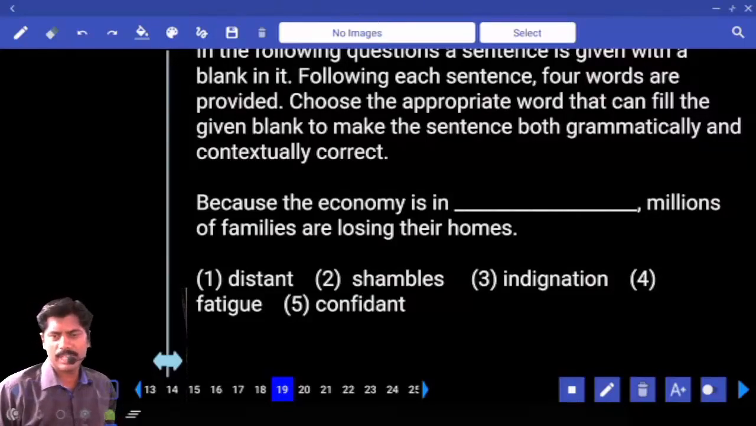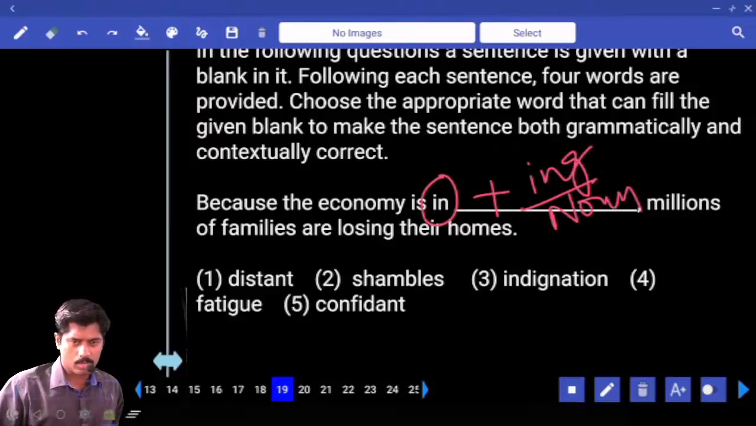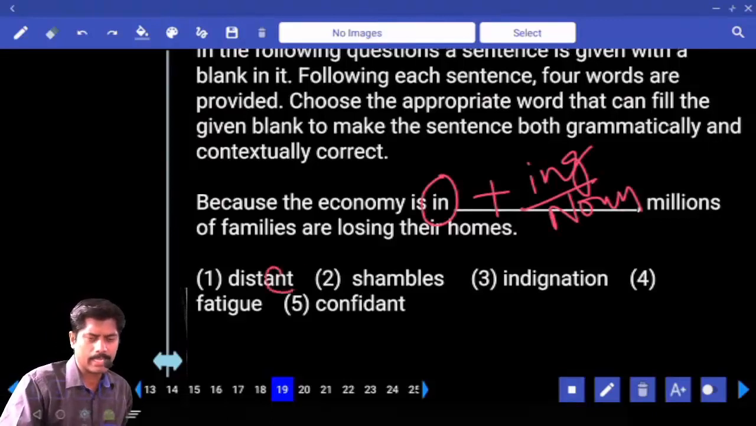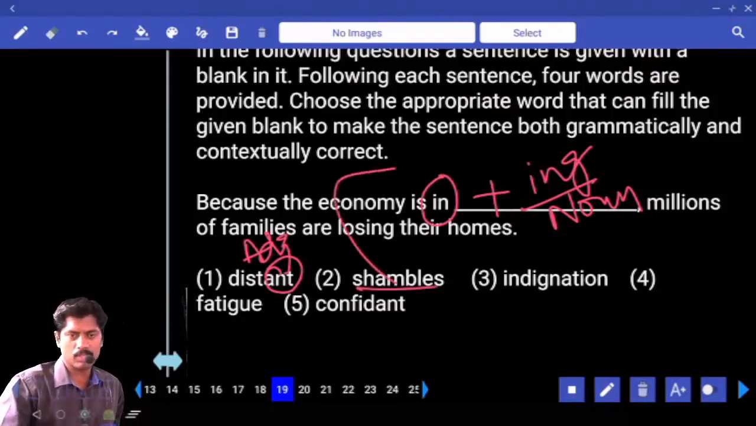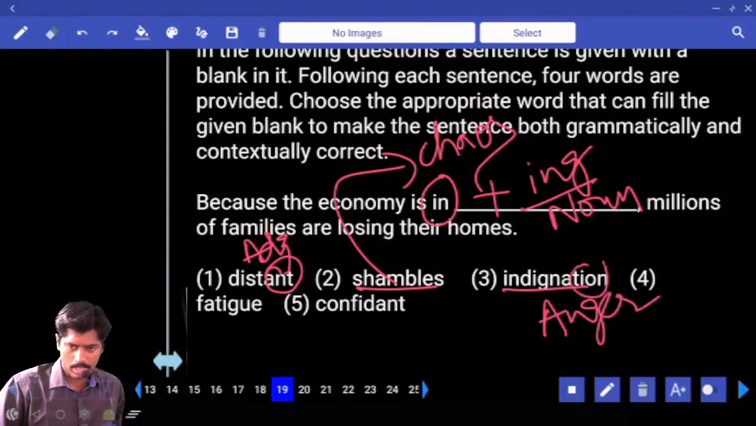Because the economy is in a dash. After in is a preposition. A preposition takes ing or noun. Distant, ant, ent is called adjective. No. Shambles. Shambles means chaos. Noun. Indignation, noun. Indignation means anger, fury. ION, noun.